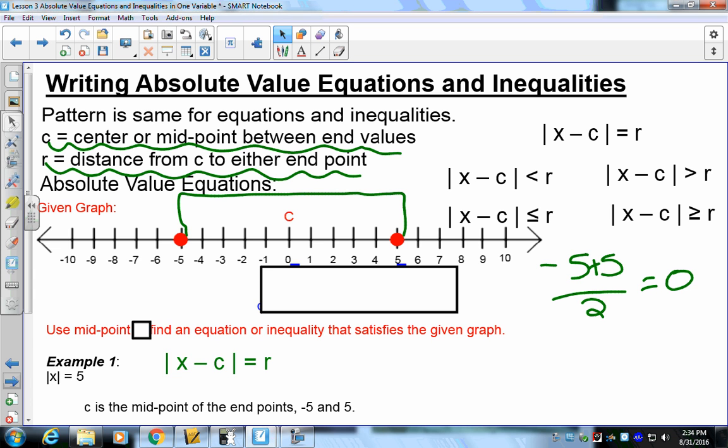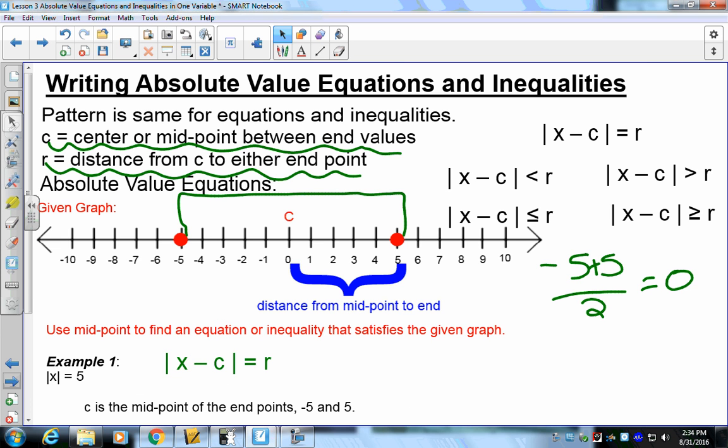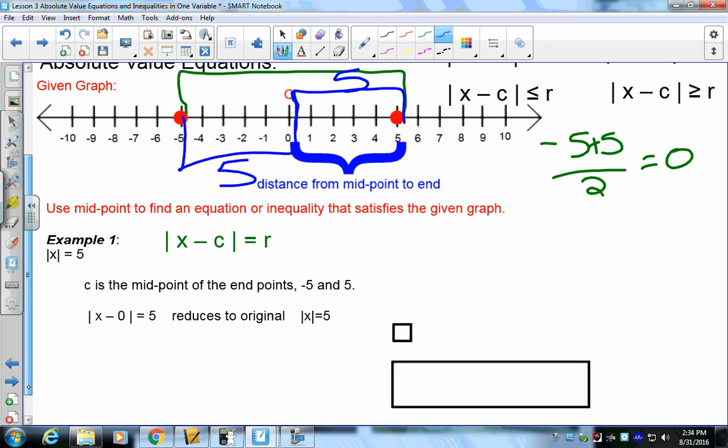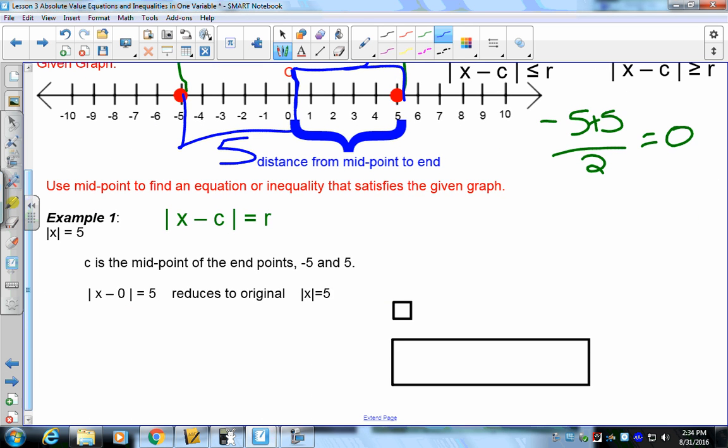Okay, now the distance is going to be the distance from that midpoint to the end. In this case, it will be from 0 to 5, which is 5. Or you could do it this way too, from 0 to -5. It doesn't matter. It should be the same value in either direction. So now when I plug that in, my answer is just this. X minus 0, okay, 0 is the center, is equal to the distance. Now we're never going to write x minus 0, so that can just be the absolute value of x is equal to 5. So when the center is 0, we just have our x in there.